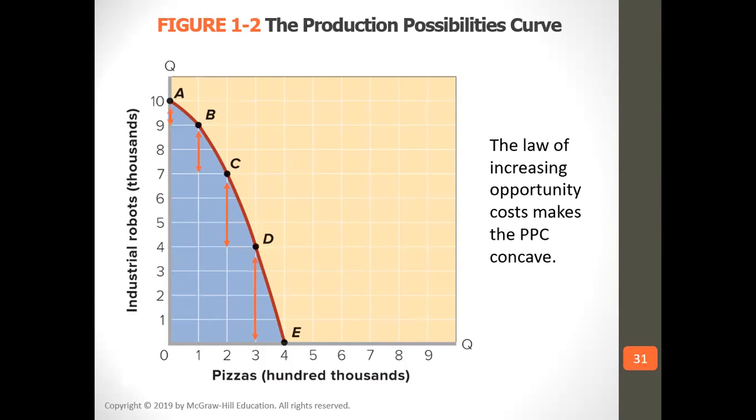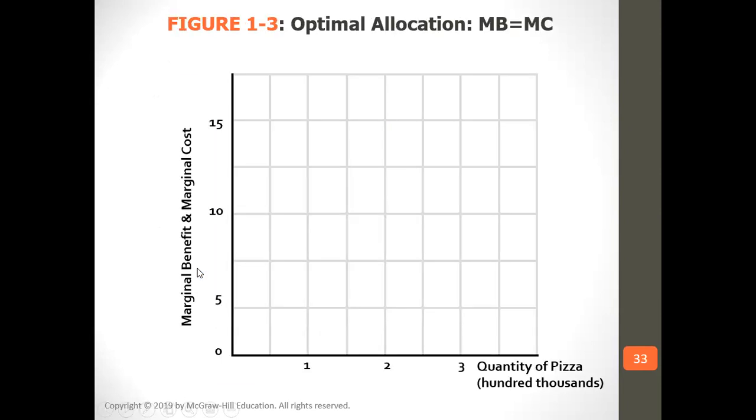So the law of increasing opportunity cost makes the PPC concave. The PPC is always concave because opportunity costs are always increasing. What it's saying is that unattainable is above the line. So you don't have enough money to get there. For W, you would not be able to get there, because you don't have the capacity. But you can get on the line or below the line because you have enough money.